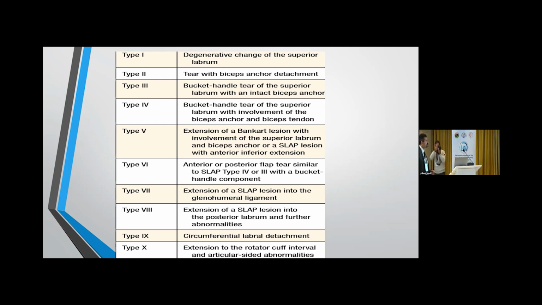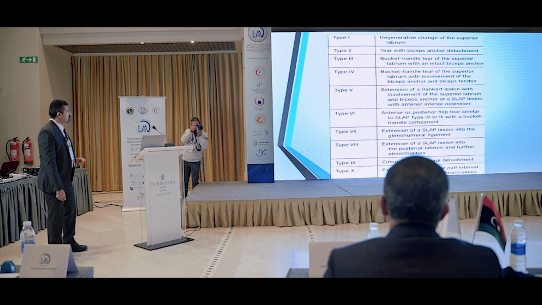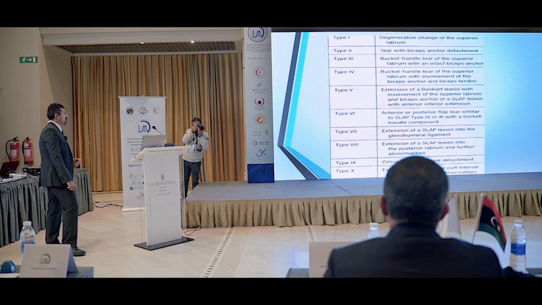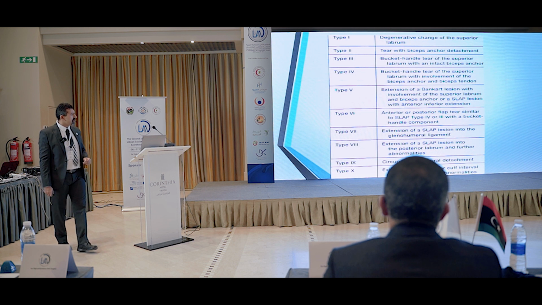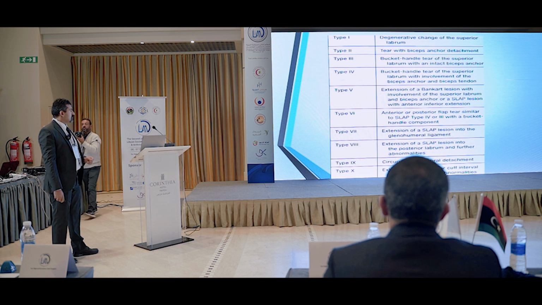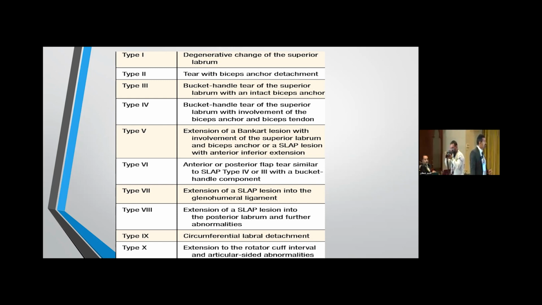Type 5, extension of a Bankart lesion with involvement of the superior labrum and biceps anchor, or a SLAP lesion with anterior inferior extension. SLAP 6, anterior to posterior flap tear, similar to SLAP types 4 and 3 with a bucket handle component. SLAP 7, extension of a SLAP lesion into the glenohumeral ligament. SLAP 8, extension of a SLAP lesion into the posterior labrum. Type 9, circumferential labral detachment. And type 10, extension into the rotator cuff interval.